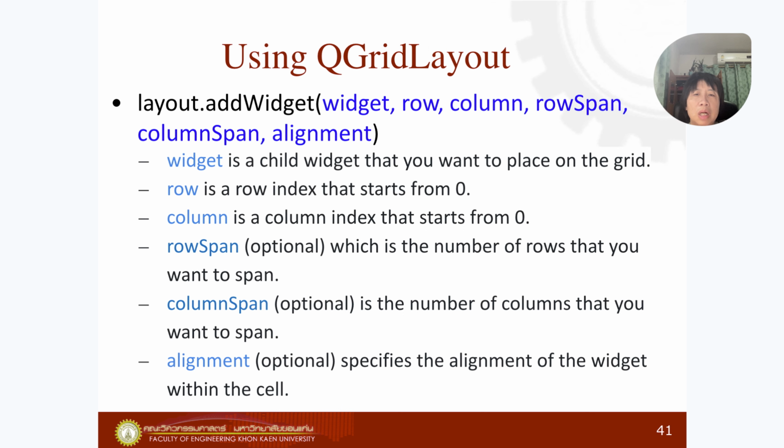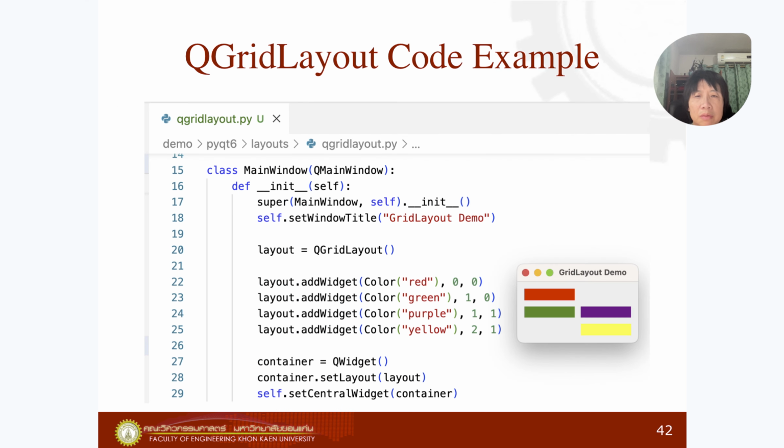So when we use QGridLayout, we need to specify the widget and the row and column where we want to place that widget, and row span, column span, and alignment. Row span is optional, which is the number of rows that we want to span. Column span is also optional, the number of columns that you want to span. And alignment specifies the alignment of the widget within the cell. Okay, let's see the example here.